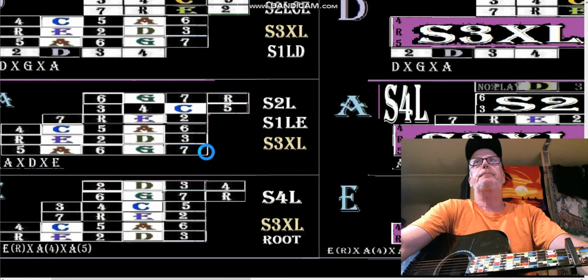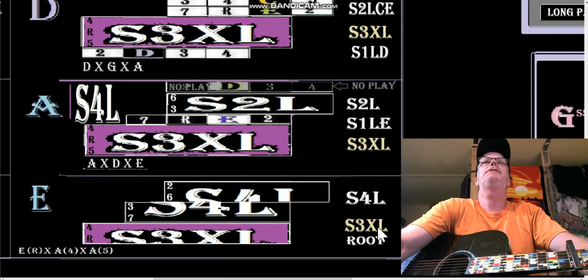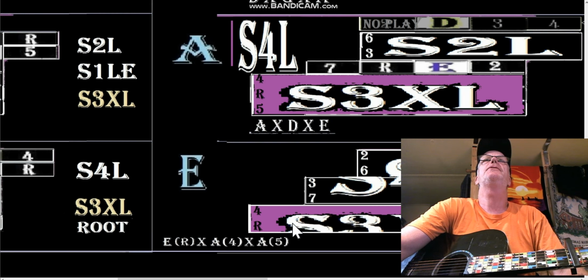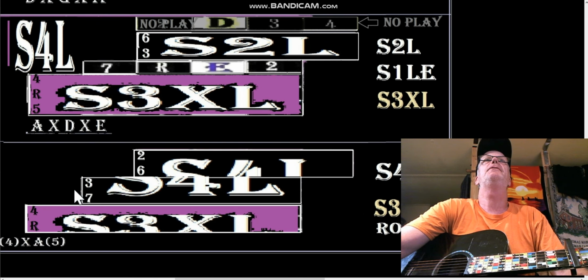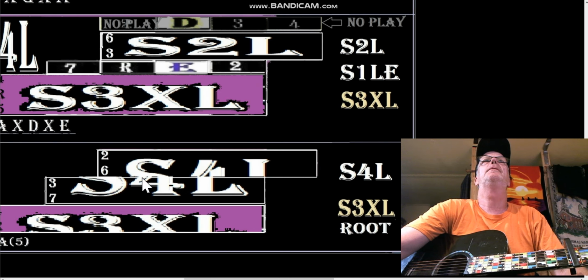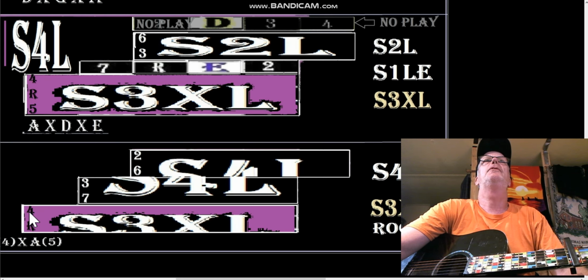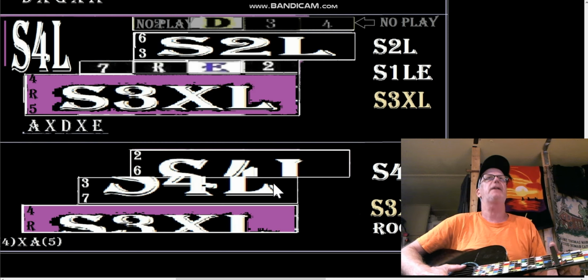So E has given us back. It's become easy. It's just a root. If you can see this, I even typed in the letters involved here. It's S4L: root, 2, 3, 4, 5, 6, and then S4L 7, root, 2, 3, 4, 5, 6, 7, root, 2, 3, 4. That's it. That's the E pattern right there.